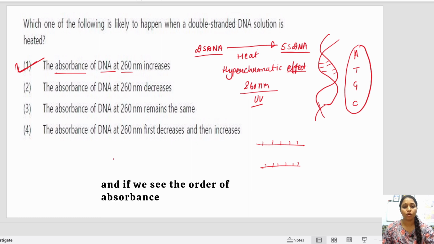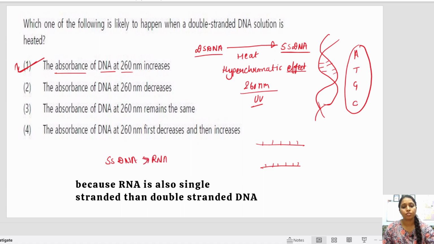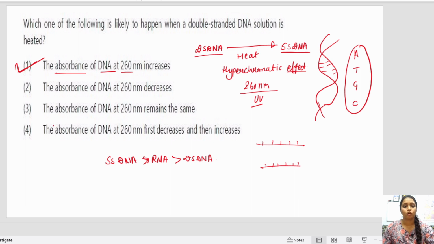And if we see the order of absorbance, single stranded absorb most, then RNA, because RNA is also single stranded, then double stranded DNA. So option number first is the correct answer.